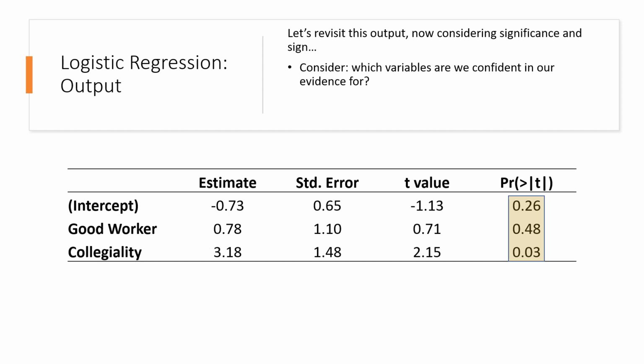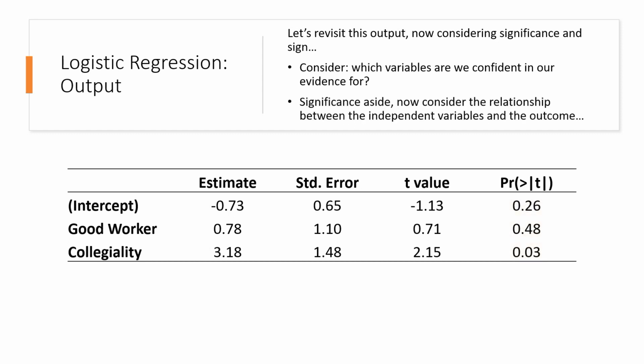That said, I am pretty confident, or confident enough, in my relationship between collegiality and whether or not you turned in the project on time after accounting for being a good worker or not. So collegiality is probably the one I would focus on here. I'll practice interpreting both so that we get the practice. But if I'm interpreting this quote unquote for real, then I would focus primarily on collegiality. So again, significance aside, I'm not going to worry about that right now. Let's consider the relationship between the independent variables and the outcome. So we just talked about significance. Now let's talk about sign.